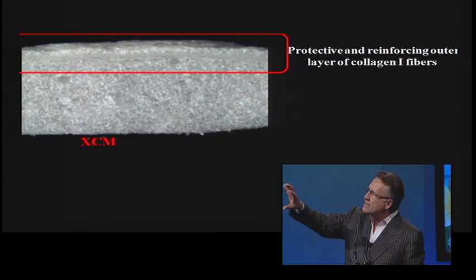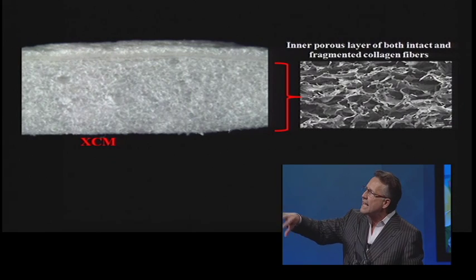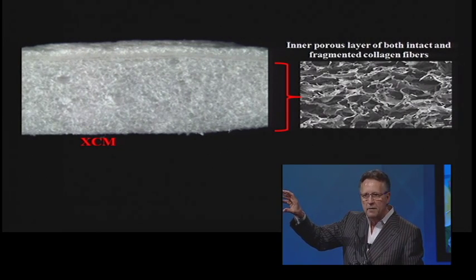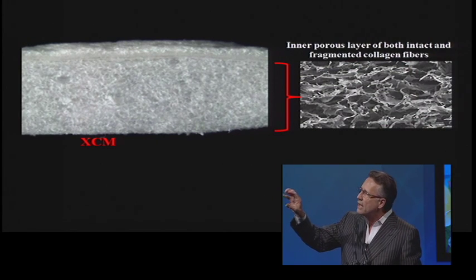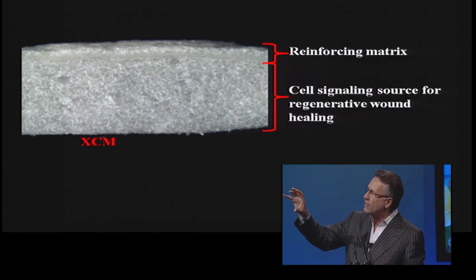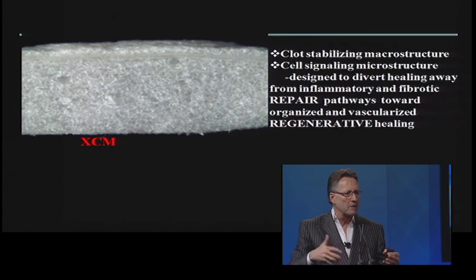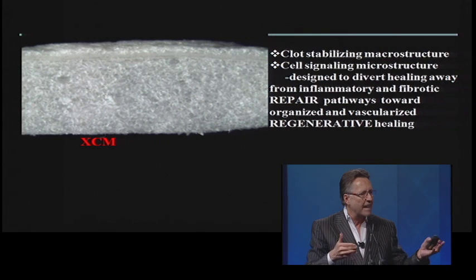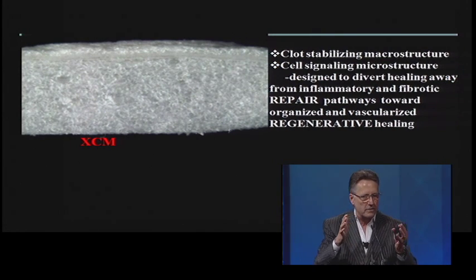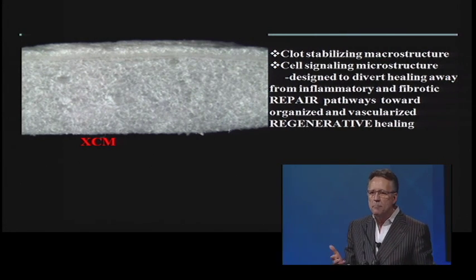It has this protective, reinforcing area of collagen 1 fibers, and then it has this inner layer of both intact and fragmented collagen fibers. And I'll get back in just a moment to the importance of the fragmented collagen fibers. But it's really the marrying of these two, the reinforcing matrix and the cell signaling source for regenerative wound healing, that's important. Because when you look at this initially, you're really looking at the macrostructure, and you're thinking that's the unique part. And it is unique. It's much thicker, and it does stabilize the cells.